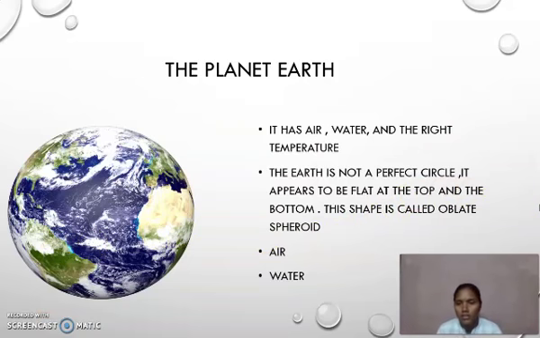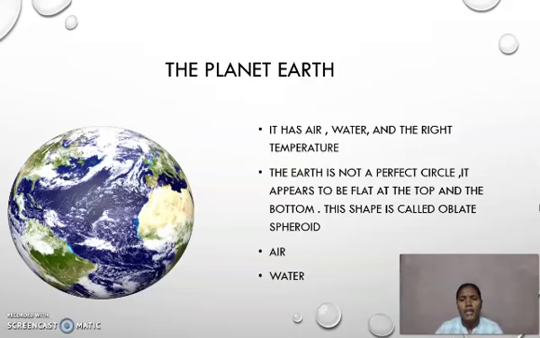And you know, the earth is not a perfect circle. It appears to be flat, as I explained, like a table, flat at the top and the bottom. This shape is called an oblate spheroid. What we call it as spheroid. Spherical shape, spheroid. So earth is often called unique since it is the only planet in the solar system that has the conditions necessary to support life in the universe. And it has air, water, and the right temperature.